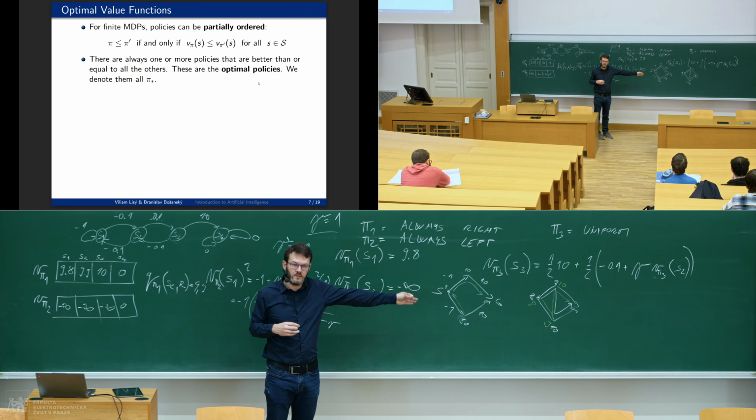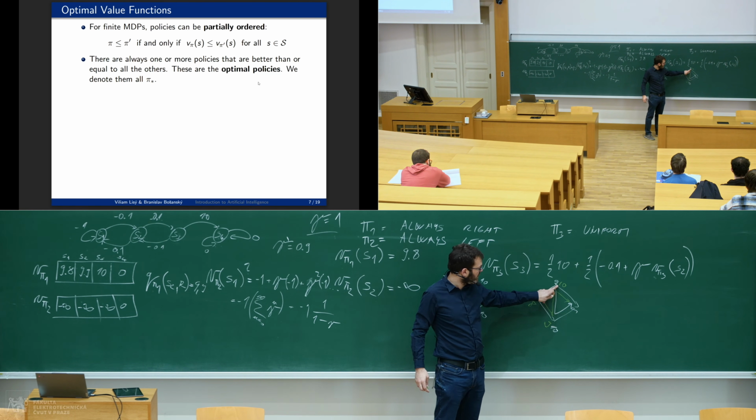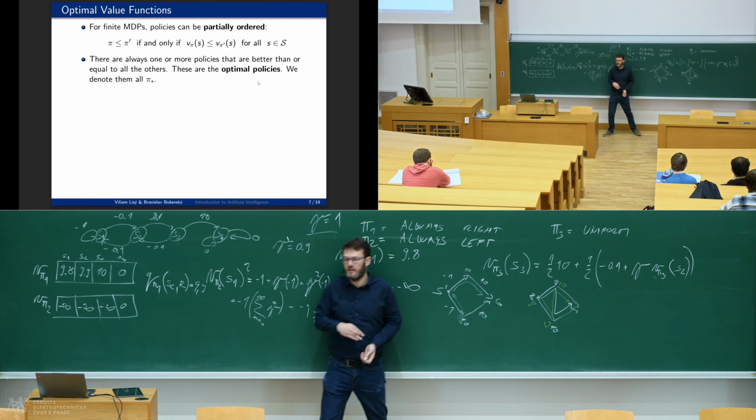They are both suboptimal, and they have different value functions which are not comparable. Right? Because in this state, the green is better than the white. In this state, the white is better than the green. Right? So none of them is better than the other.